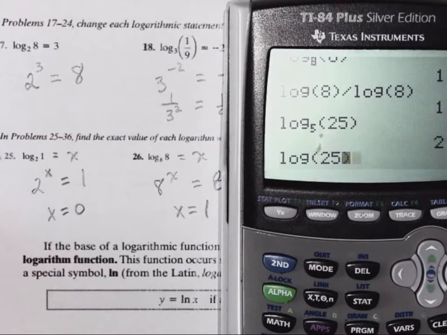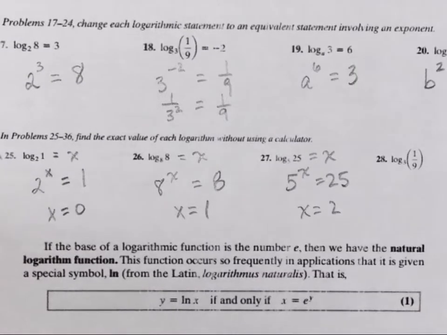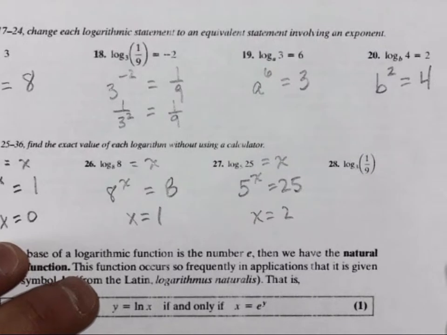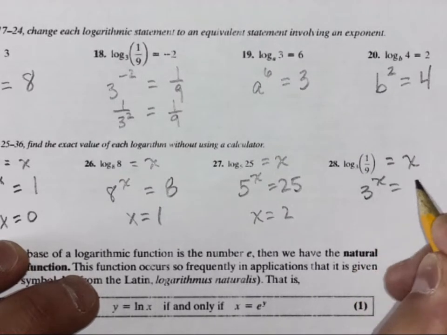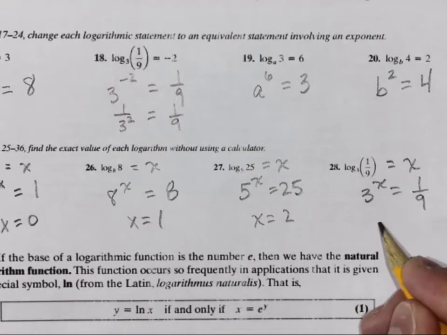Common log of 25 divided by common log of 5 should also be 2. So either way. Alright, and then last but not least, 28. So equals x, so 3 to the x equals 1/9. So x would have to be negative 2.